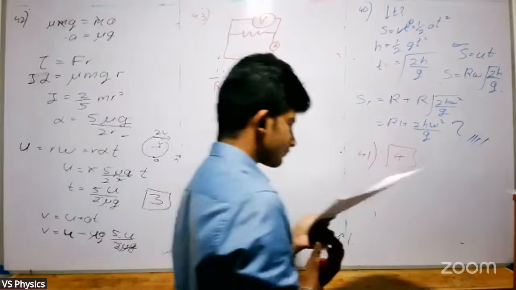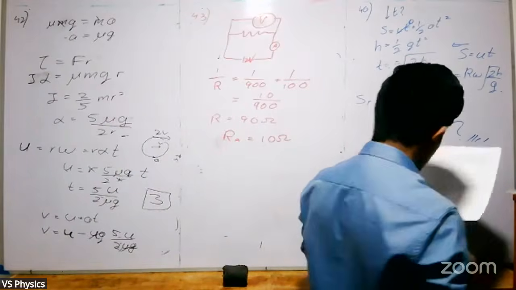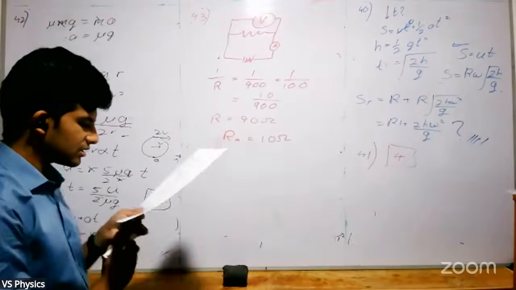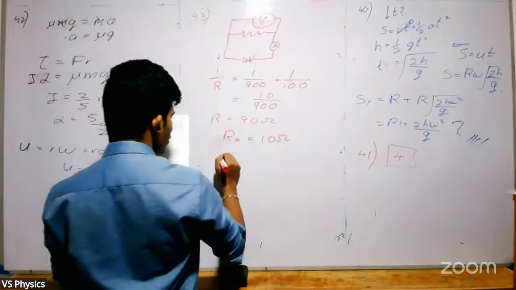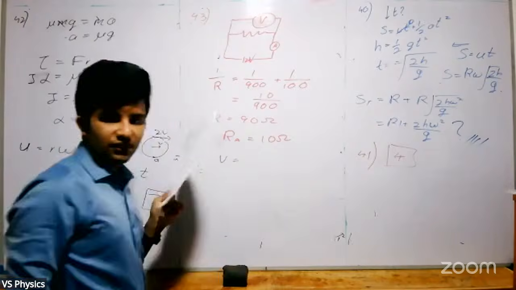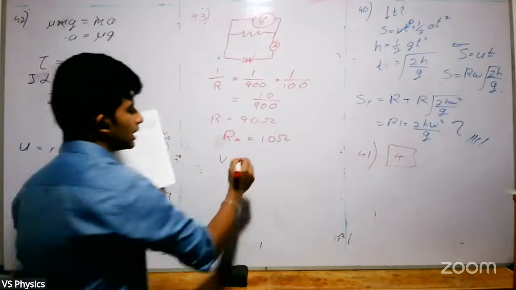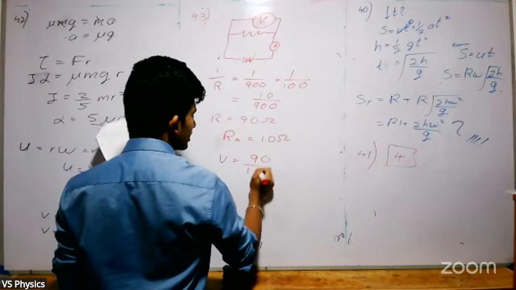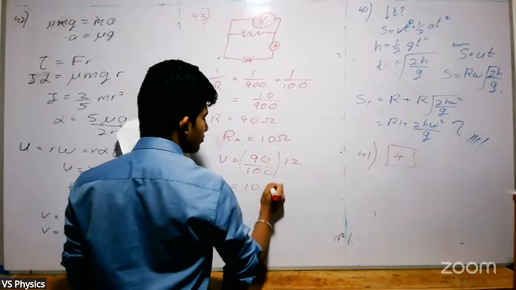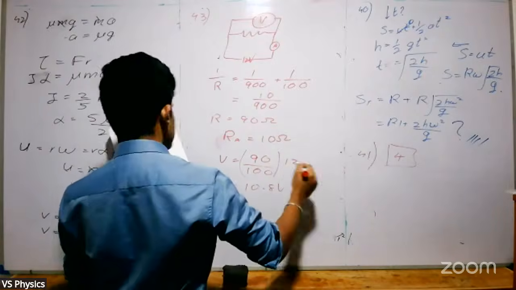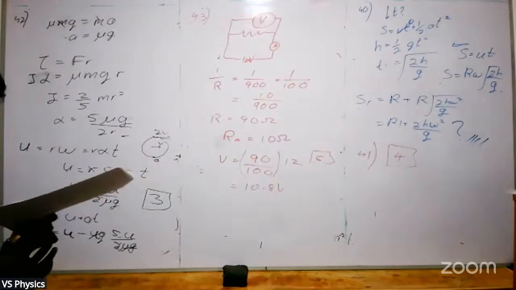Then what do we have? We have two answers with 10 ohms. They are asking for the voltmeter reading as well. We can find it using the potential divider concept: 90 divided by 100 times 12. This will give us 10.8 volts. That is the fifth answer. So question 43 has the fifth answer.